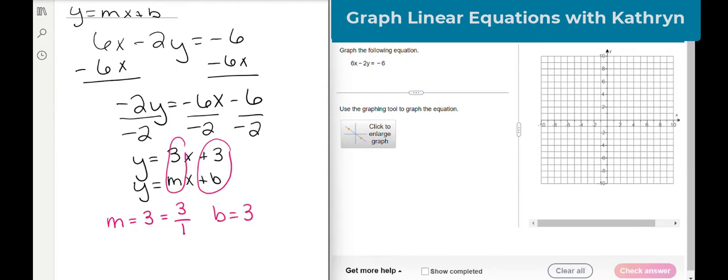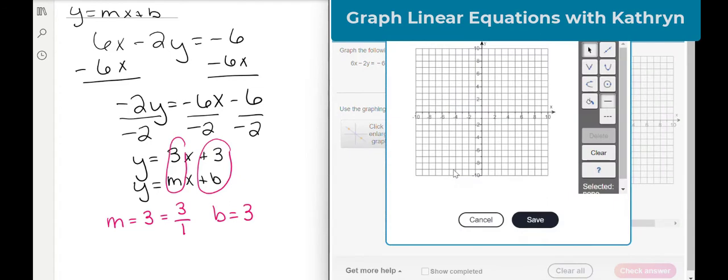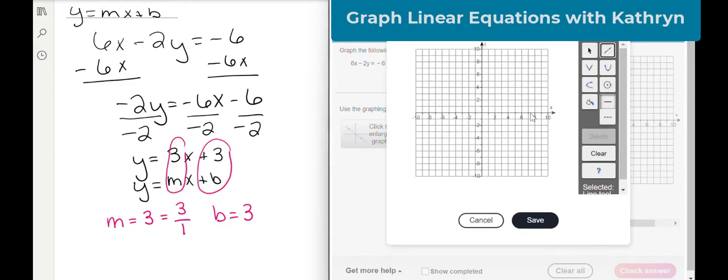So let's go over here and we're going to actually graph that. So the first thing that we want to do is we're going to click to enlarge the graph. Okay, so our y-intercept is 3. So I'm going to click right here on the line, and then I'm going to go to 0, 3. Now here's 2, and here's 3. Now hopefully you can see over here on the right that when I move my cursor, it tells me where I'm at. So we're going to put 0, 3.